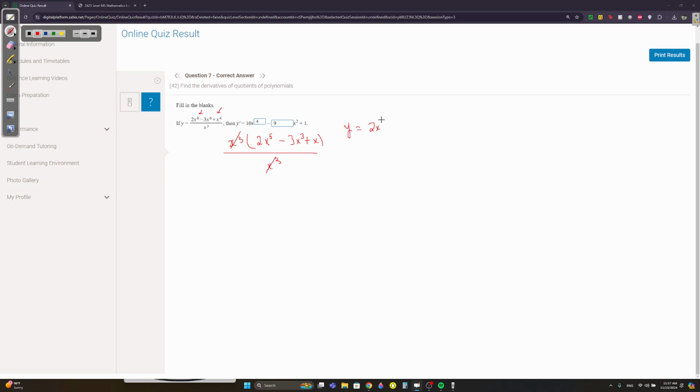y is equal to 2x to the power of 5 minus 3x cubed plus x. Can you derive this? Of course you can. 5 times 2, 10. Reduced by 1, x to the 4. 3 times minus 3, minus 9. Reduced by 1, x squared. 1 times 1, it's 1. Reduce x by 1, it disappears. This is your derivative. Okay? Very, very easy, guys.